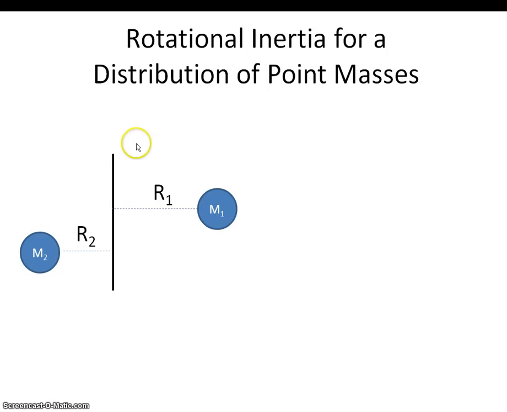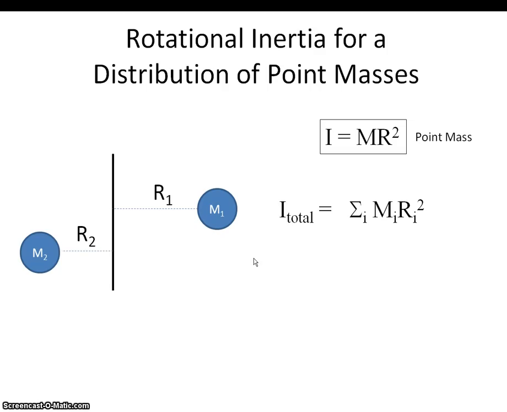One other thing we want to talk about here is if you have, say, a distribution of point masses, more than one, rotating at the same time, it is possible to determine the rotational inertia for this distribution. We know that for one point mass, the formula for the inertia is given as mr squared. If you have multiple point masses, as are shown in this picture, what you simply do is you add up the inertias from each object, piece by piece. So in this particular example, I would add together the rotational inertias determined from m1 times r1 squared plus m2 times r2 squared.